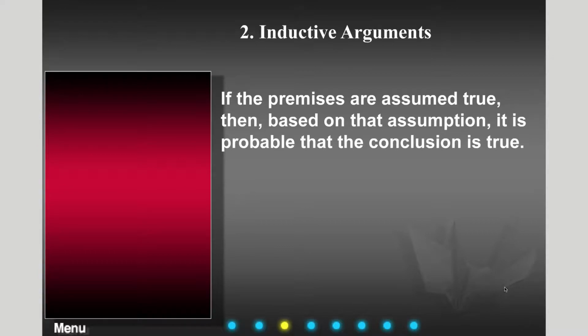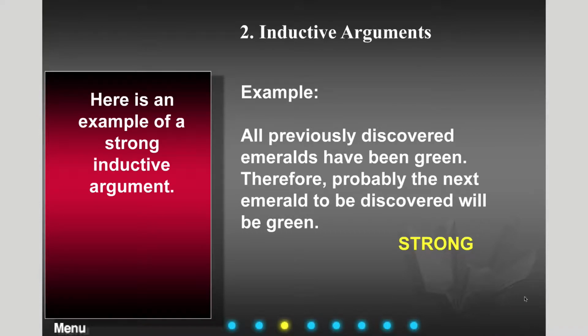If the premises are assumed to be true, then based on that assumption, it is probable that the conclusion is true. That's what we're looking for if we're asking if an inductive argument, that is a probabilistic argument, is strong or weak. So for example, all previously discovered emeralds have been green, therefore probably the next emerald to be discovered will be green. So let's look at this premise. If it is the case, remember we're still asking, first step, if it's true, is this probable? Indeed it is, and so it's strong.